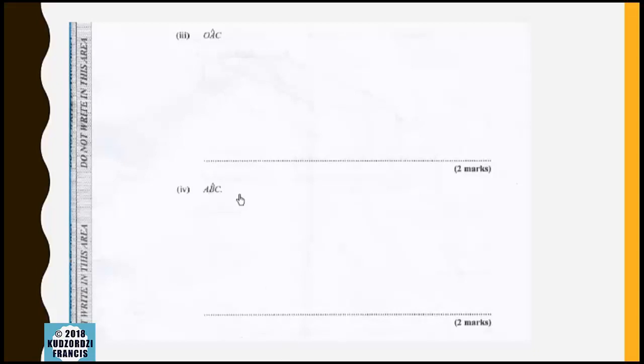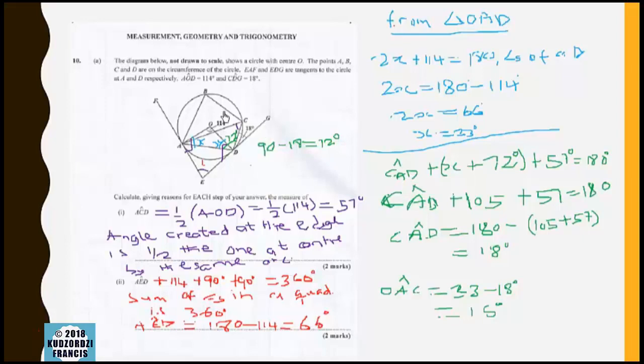Now we are asked to calculate angle ABC also. So for angle ABC, we use the properties of a cyclic quadrilateral. We know this whole angle over here is 105 degrees. So angle ABC plus 105 degrees is equal to 180.